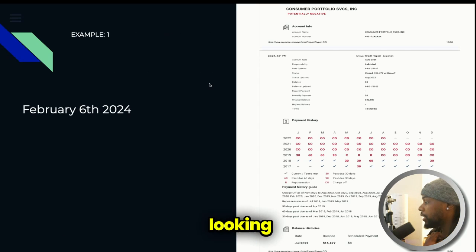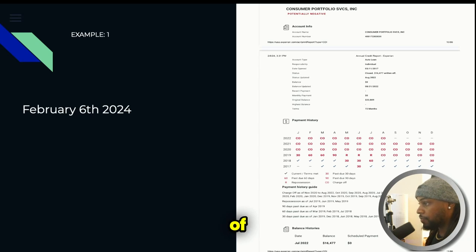Now, I'm looking at an example from February the 6th, 2024. This is actually an account that I worked on, and I'm just going to preface this by saying these are 3 repossessions. There are 3 different types. And I was also able to get 2 of them deleted. And this is a situation where they were deleted in about 3 to 4 weeks. It doesn't always happen this fast. This is an ideal situation.